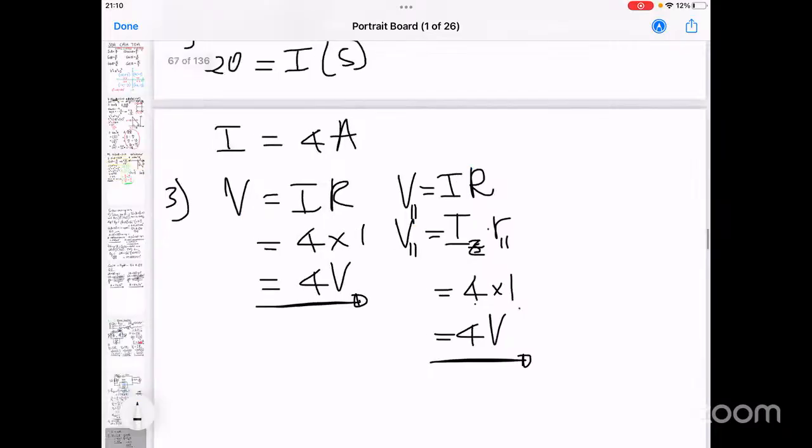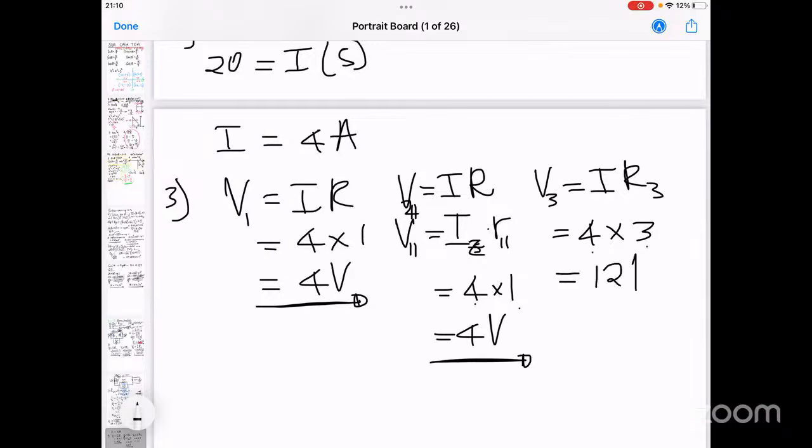So now we calculate V3, that was V1, and that was V2 for the parallel, across the parallel. And this is I, obviously R for the 3 ohms. Then what is I? It's 4, that you will multiply by 3. And then what is that times that? Definitely, that will be 12. Most importantly, you will need to say V for the volts.